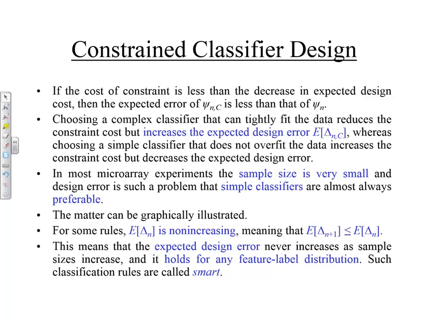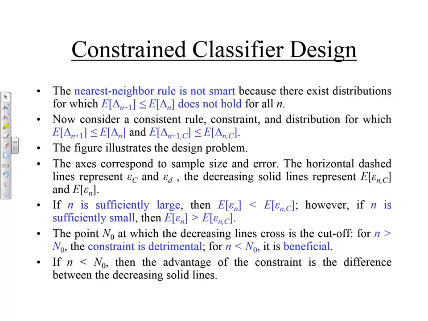But k is 1. This is nearest neighbor, not k nearest neighbor. So k is 1 here.